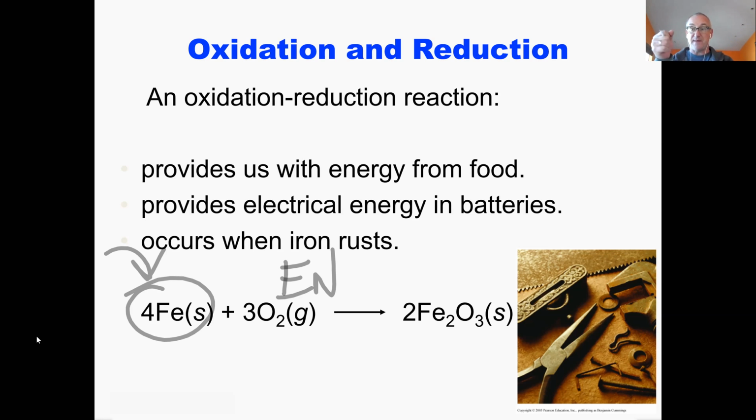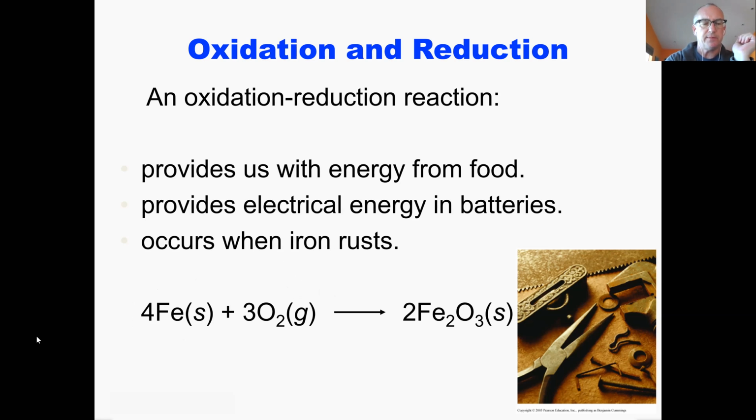And iron is actually being left with basically a charge. So if we look at what would be the oxidation number of iron here? On the left side, iron is a metal. What would the oxidation number of iron be?